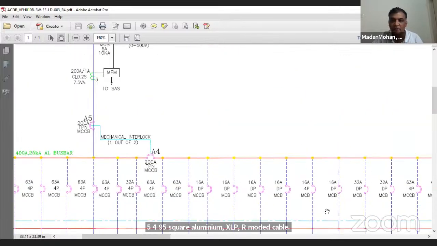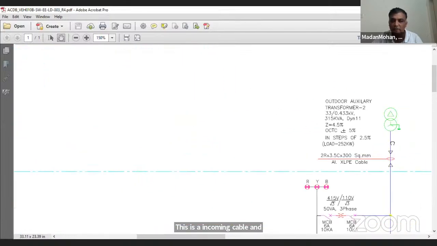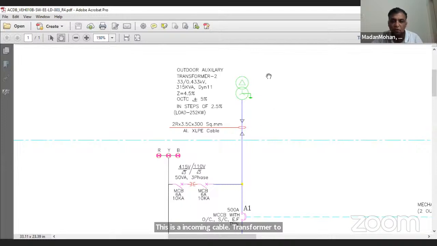And from transformer 2, this is the transformer. We'll discuss transformers later; I'll keep one more session about the transformer, guys.